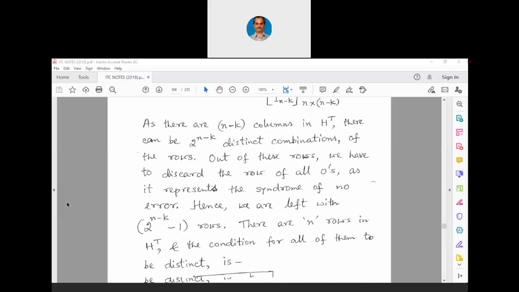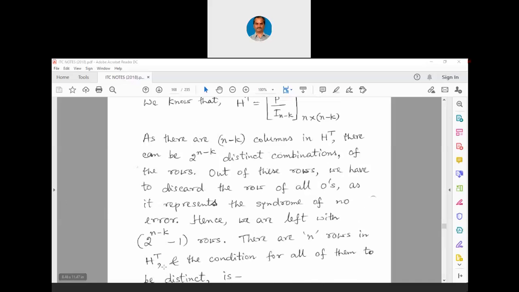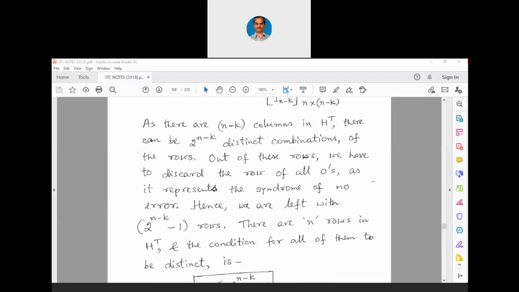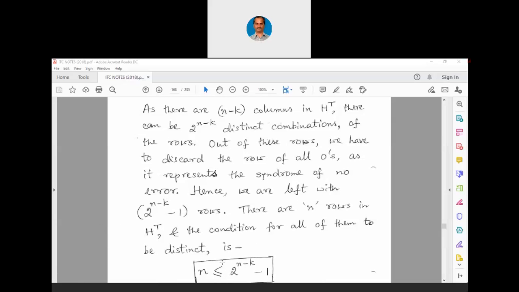Now there are n rows in H transposed, right? And the condition for all of them to be distinct, all these n rows in the H transposed should be having distinct syndrome vectors. So in that case, n has to be less than or equal to 2 power n minus k minus 1. As we have seen, we have 2 power n minus k minus 1 total number of rows. So naturally, this n must be less than or equal to 2 power n minus k minus 1.